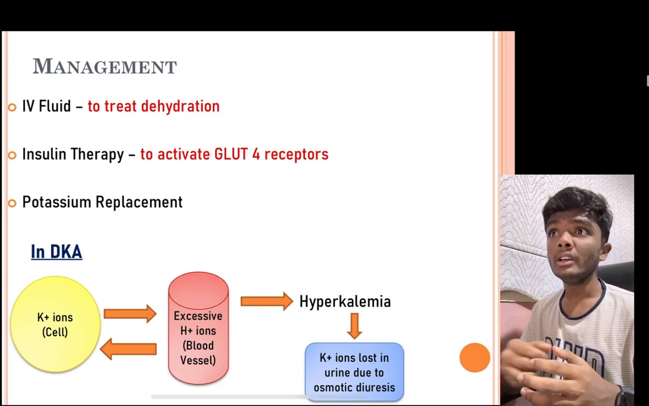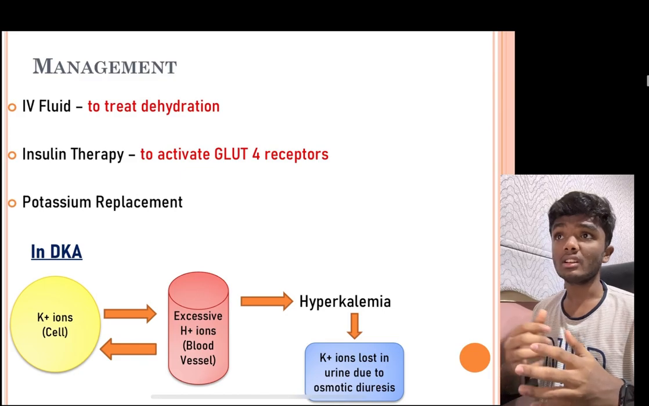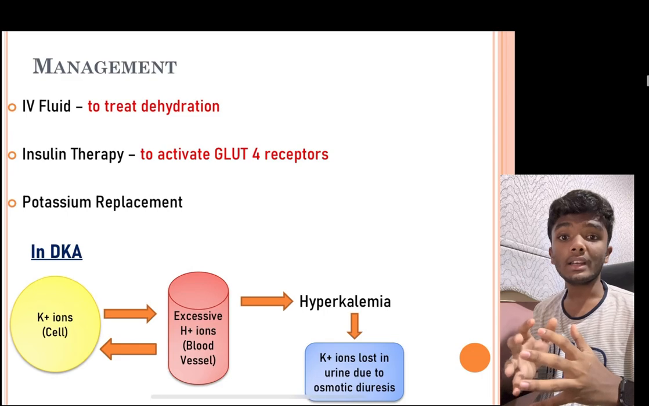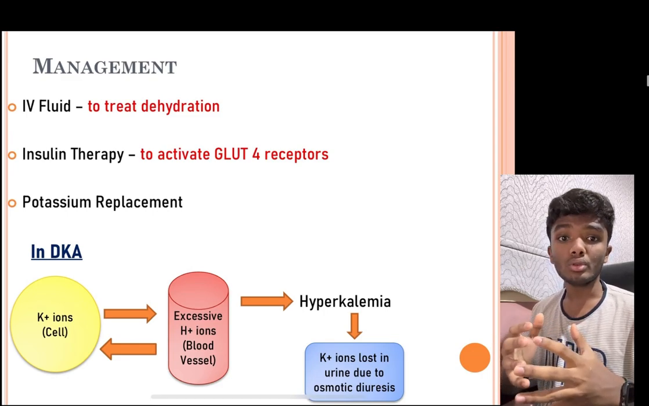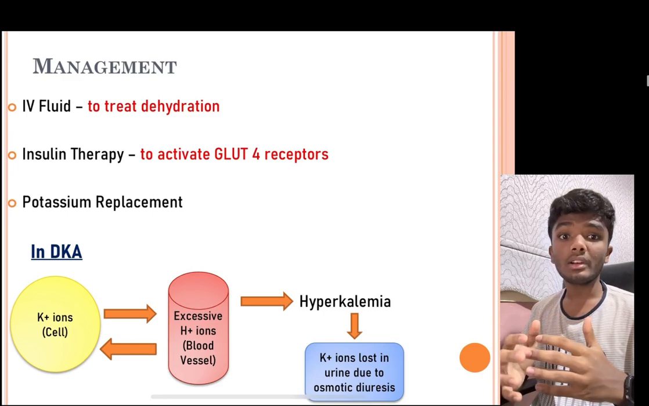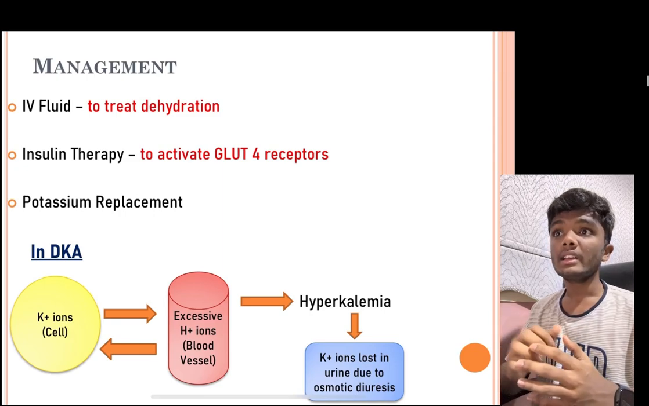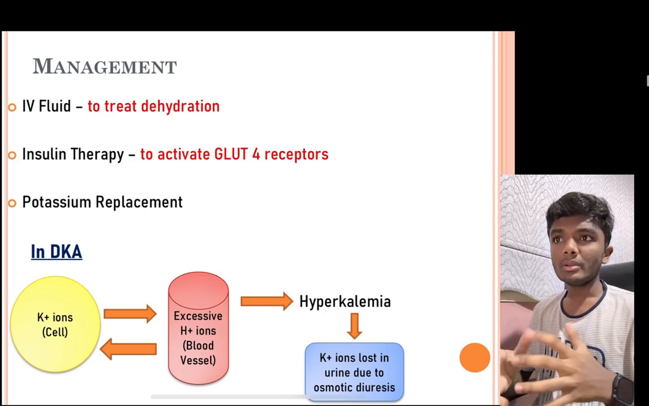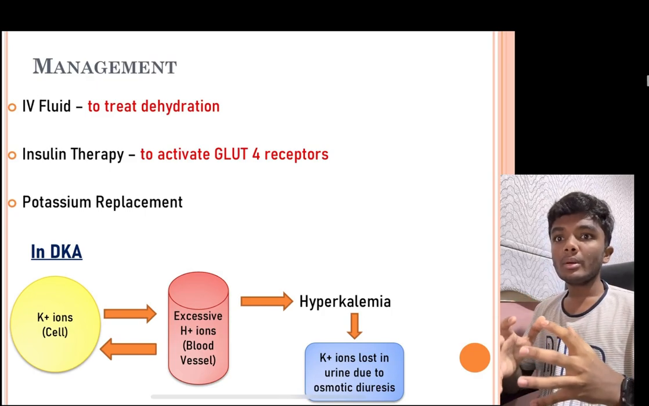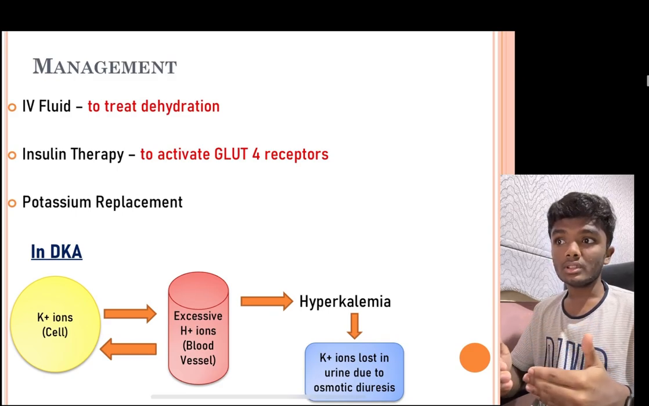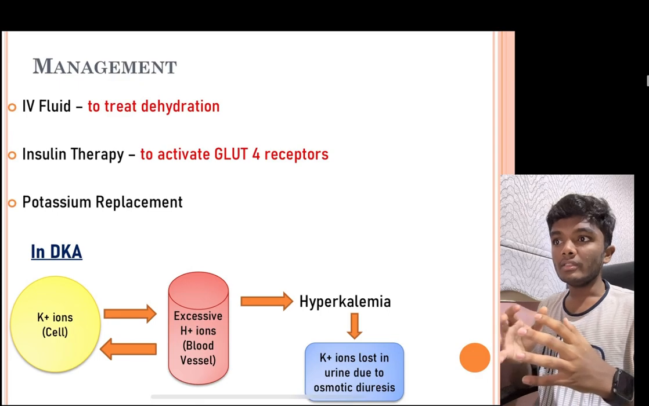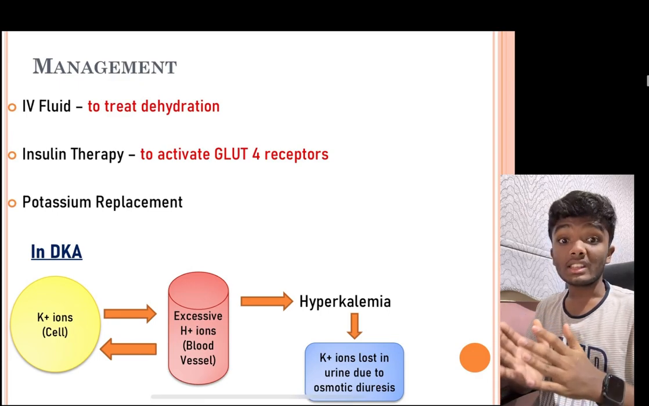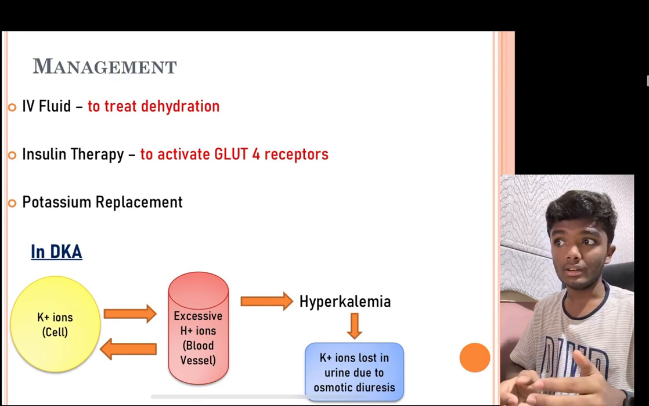First, IV fluid. It is to treat the dehydration which has occurred due to osmotic diuresis. Next, insulin therapy. It is to activate the GLUT4 receptors so that the glucose is uptaken from the blood and hyperglycemia is prevented. Next, potassium replacement therapy. This will be slightly confusing, but we'll try to understand it. What happens in DKA is that there are excessive hydrogen ions due to the acidosis in the blood. Some of these excessive hydrogen ions are exchanged with the potassium ions in the cell.